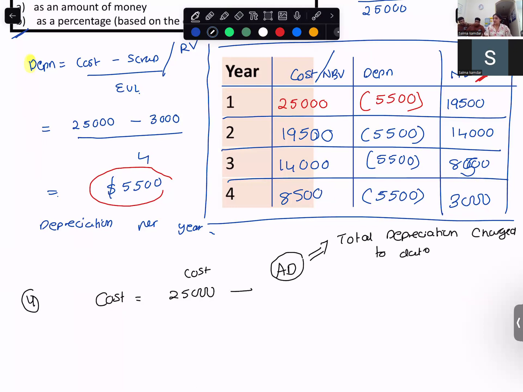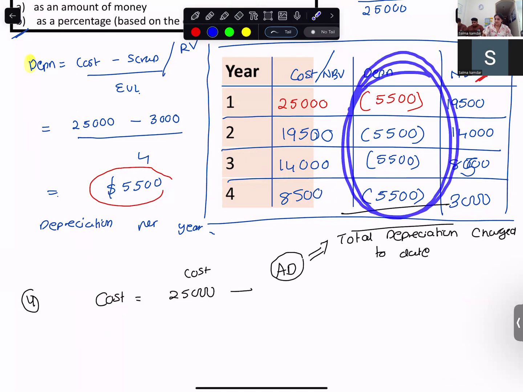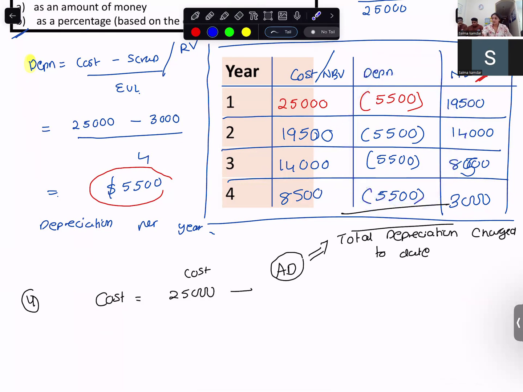Can you tell me the total depreciation charged to date? The total of all this. How much? 22,000 is the total depreciation charged to date. So 25,000 minus 22,000, the net book value at the end of year 4 is 3,000.